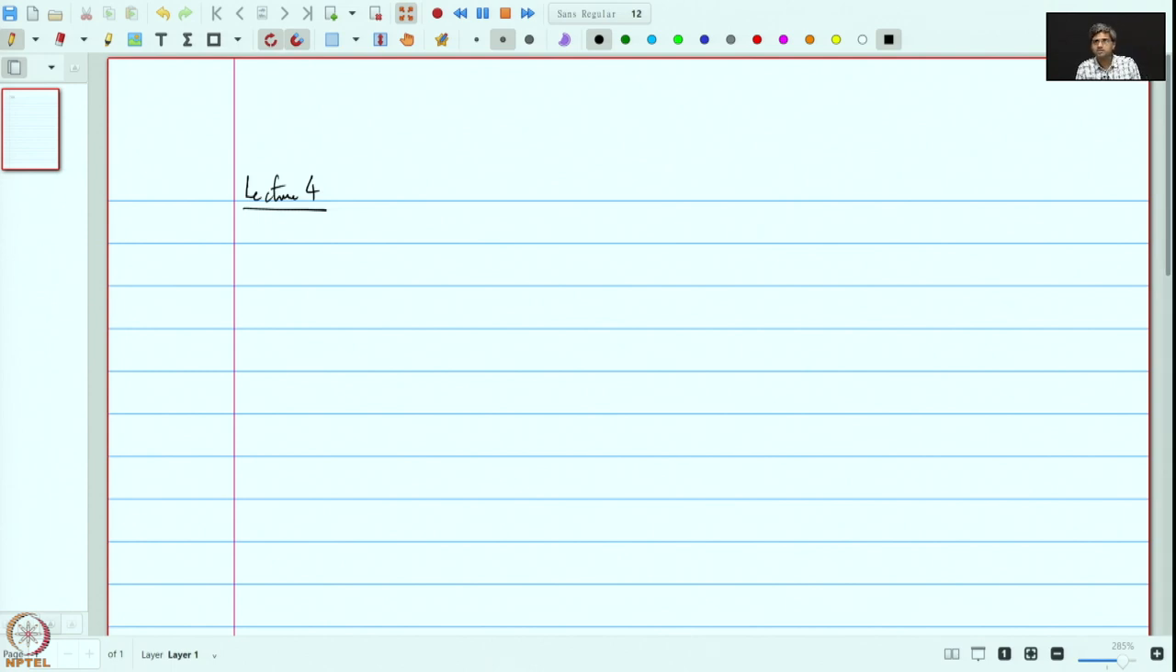So in the previous lecture we saw what a basis for a topology is, and we are going to begin by proving a small lemma. So let us begin with this lemma.